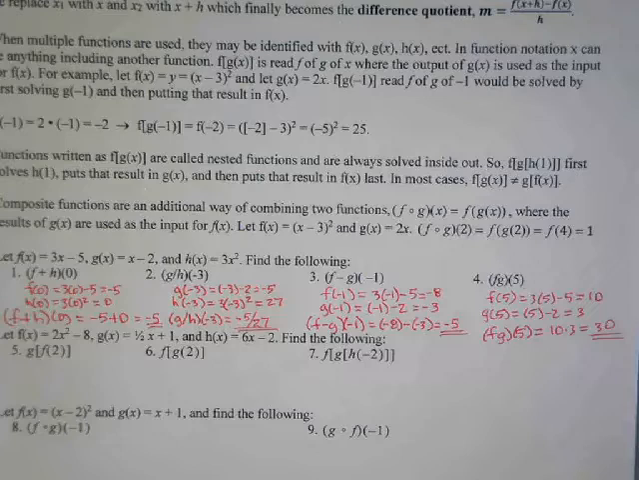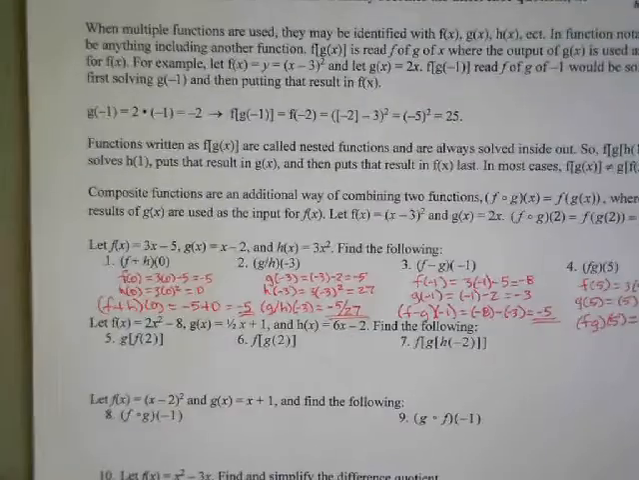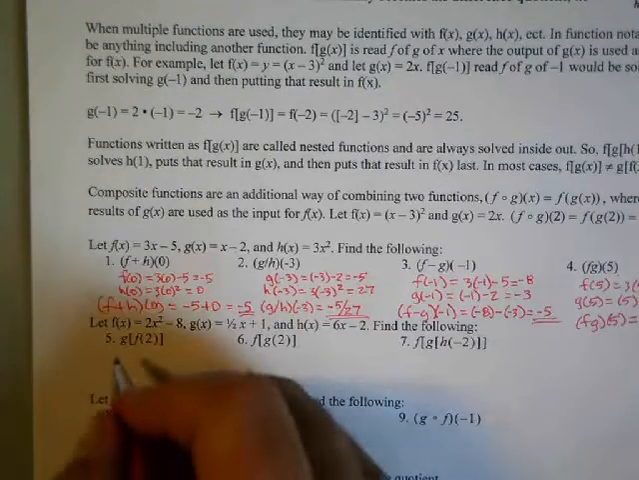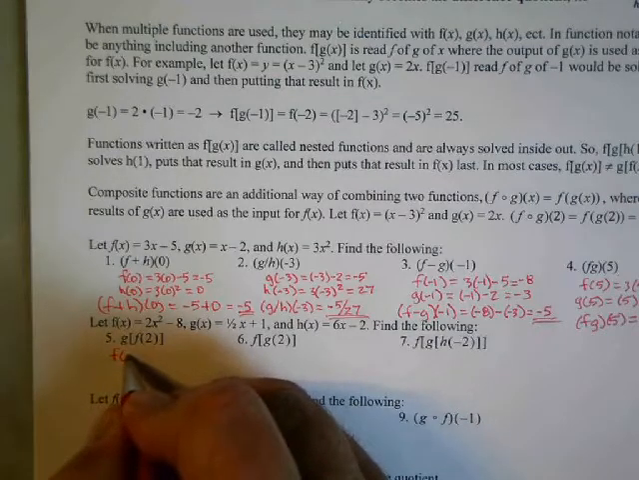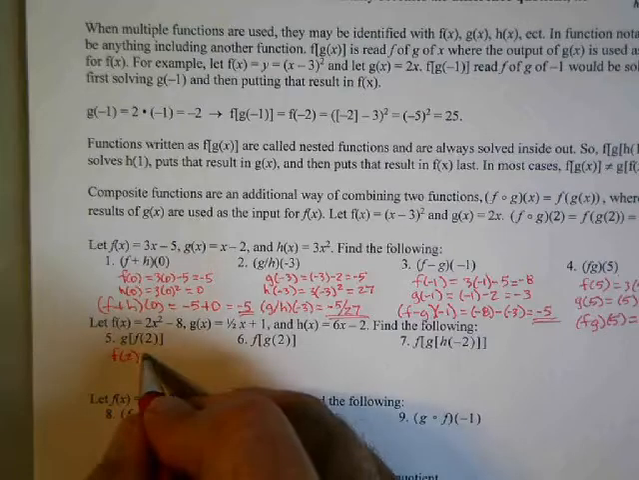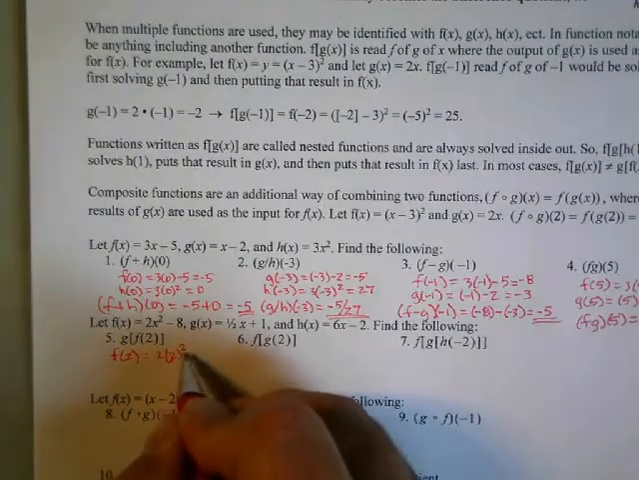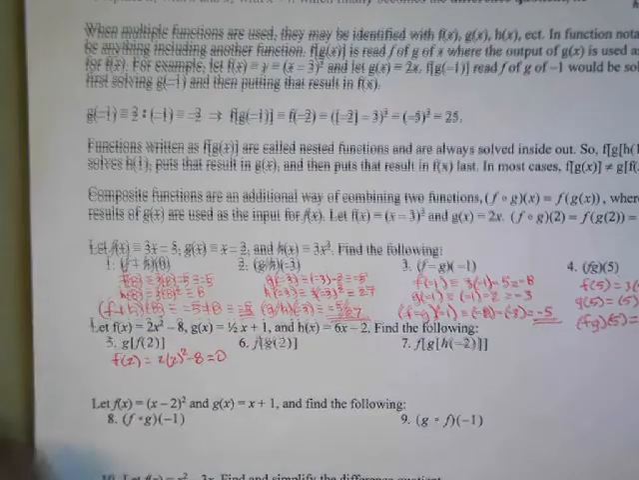Now we'll do some in which they're nested. So remember, you're always going to do the one inside or one to the right first and then work your way backwards. So here I first have to do f of 2. So I got 2 times 2 squared, subtract 8. So that's going to give me 0 for that one.